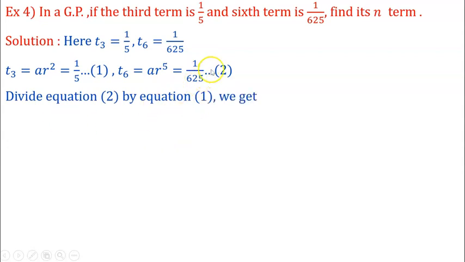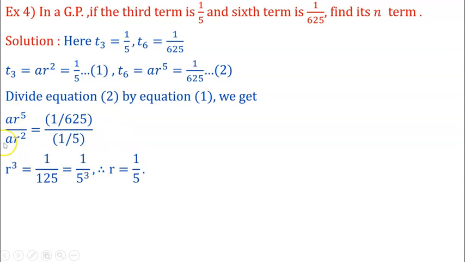Okay, dividing second by first, then you will get A R raised to 5 upon A R square is equal to 1 upon 625 divided by 1 upon 5. A gets cancelled, R raised to 5 upon R square, you will get R raised to 3. And after simplification of this, that is 1 upon 625 into 5 upon 1, then you will get 1 upon 125. 125 is the cube of 5. Therefore, R cube is equal to 1 upon 5 raised to 3. Take cube root on both sides, then you will get R is equal to 1 upon 5.